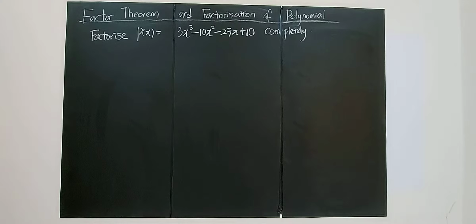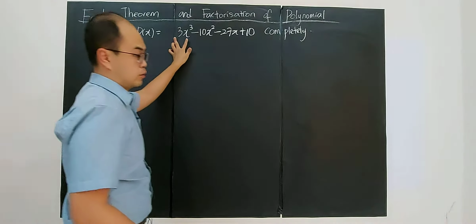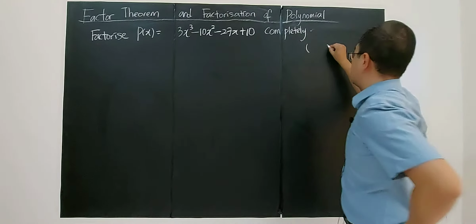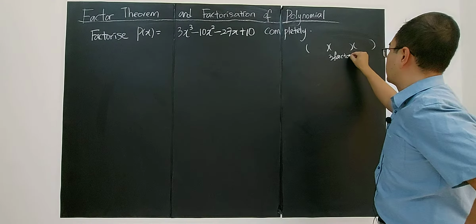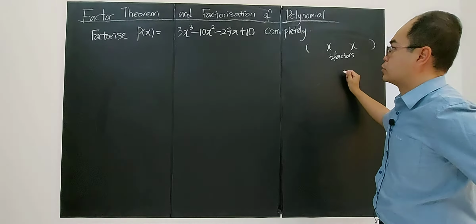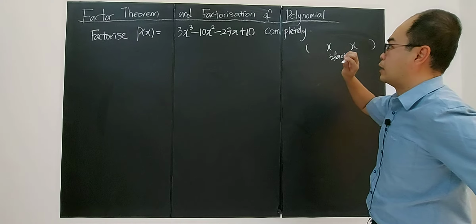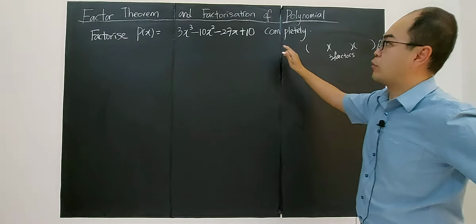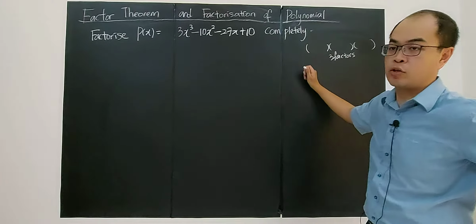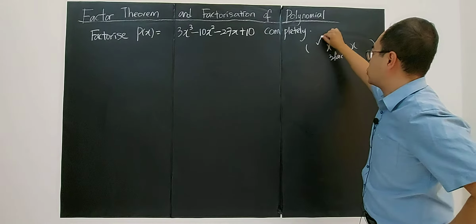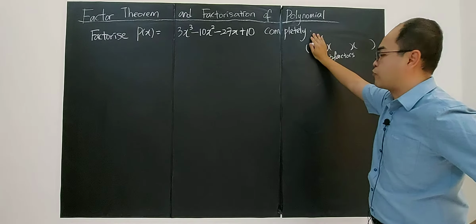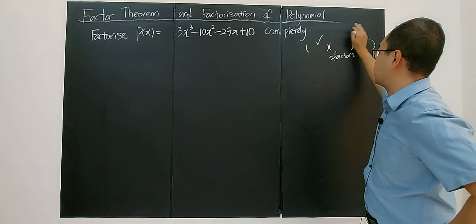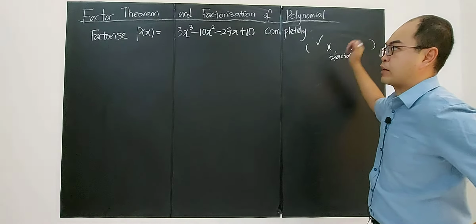So in this case, if they never give you any factors, you know that for a cubic, you will have 3 factors. If you want to factorize a cubic polynomial, at least you need to know one of the factors. If you know one of the factors, the remaining 2 are quadratic factors. You can factorize easily.